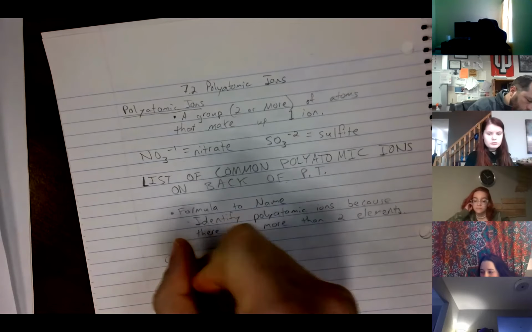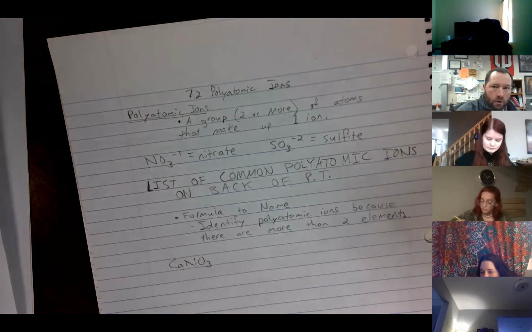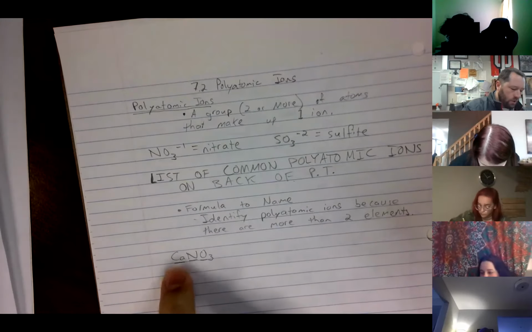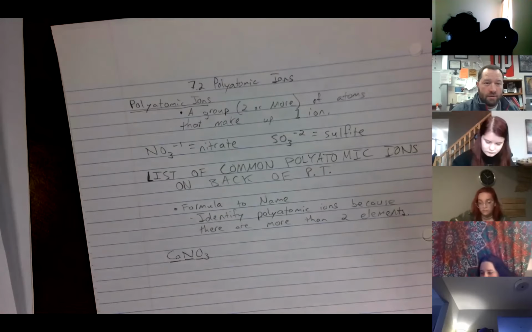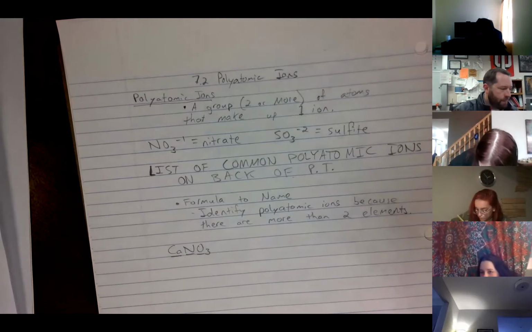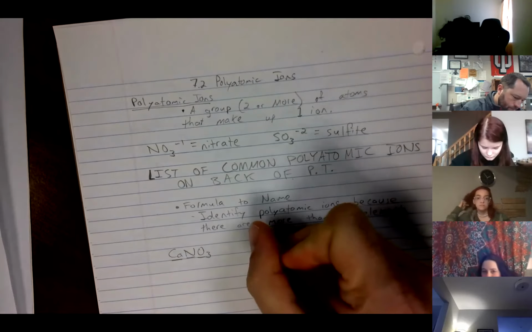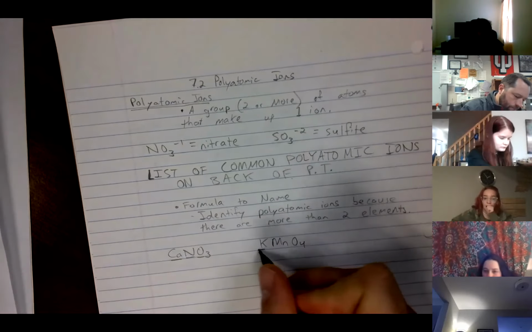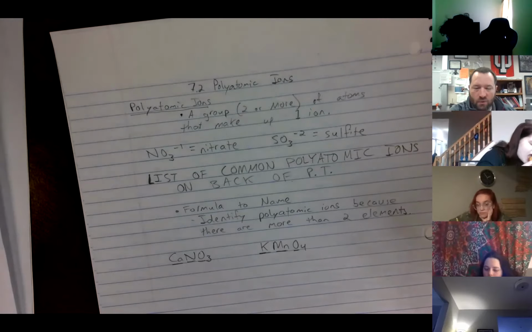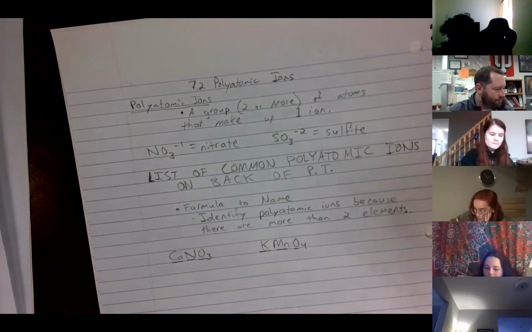So as an example, CaNO3. Right there, you should see, hey, there's more than two elements. We've got Ca, we've got N, and we've got O. So we can't just follow the rules that we had for the binary ionic compounds. We've got a polyatomic ion. KMnO4. More than two elements. We can't just follow those binary ionic compound rules. We've got a polyatomic ion.